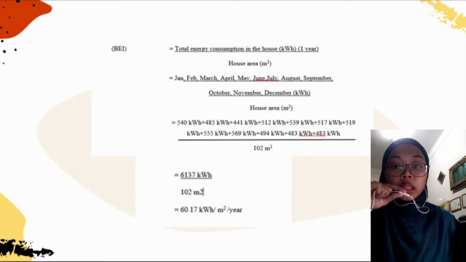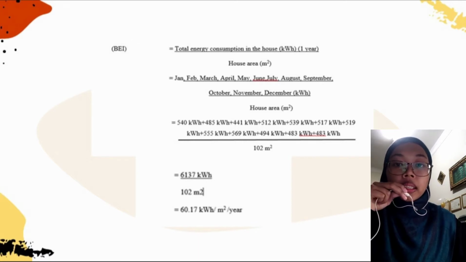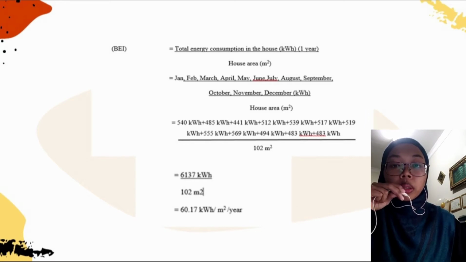Next, we proceed to the full calculation of BEI, using the formula given as stated in the slide. We use the total consumption from January until December, 12 months equal to 1 year, and then we divide it by the house area in square meters, and then we get the answer. As you can see, the final answer is 60.17 kilowatt hour per square meter per year.